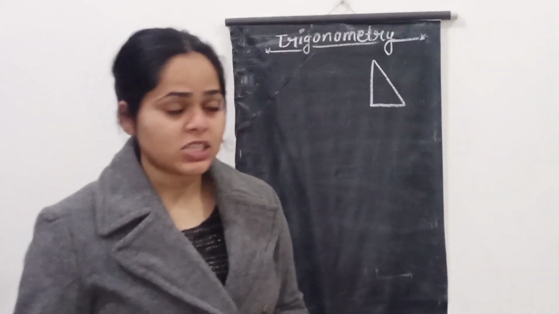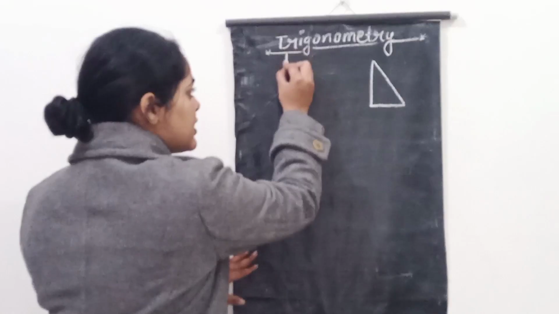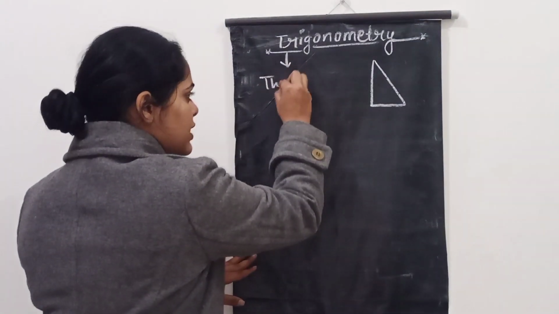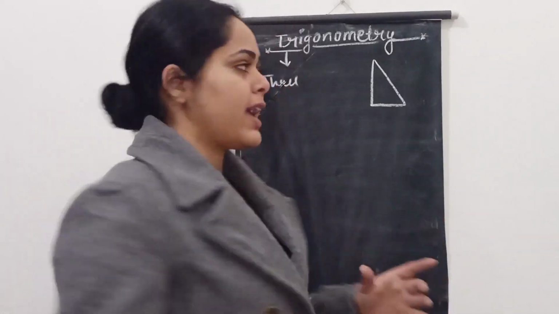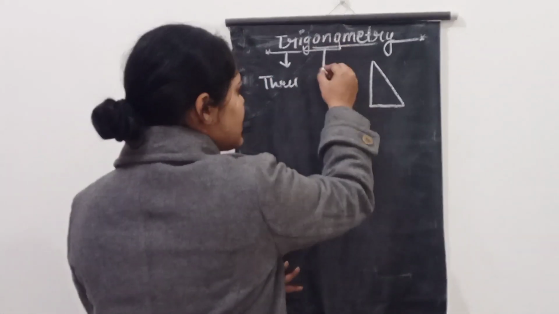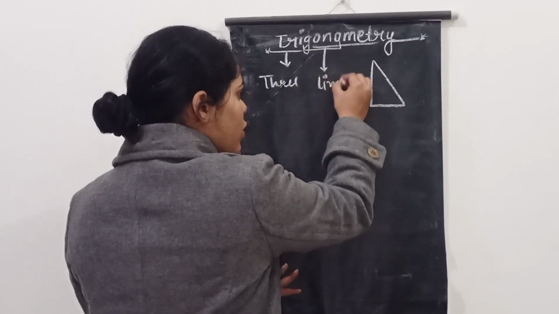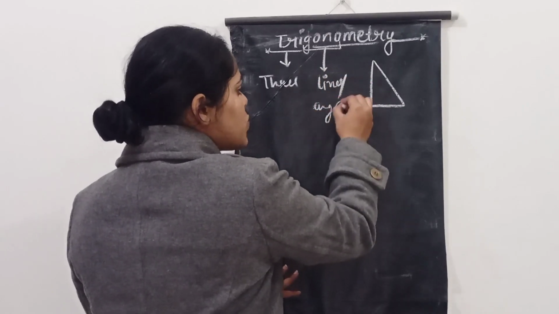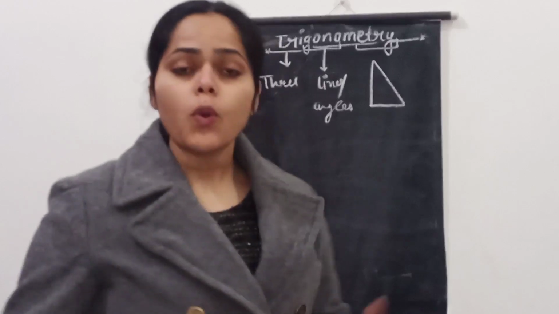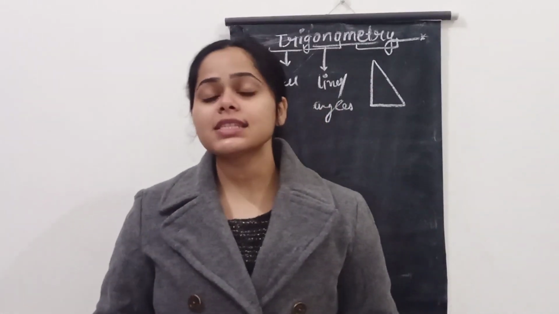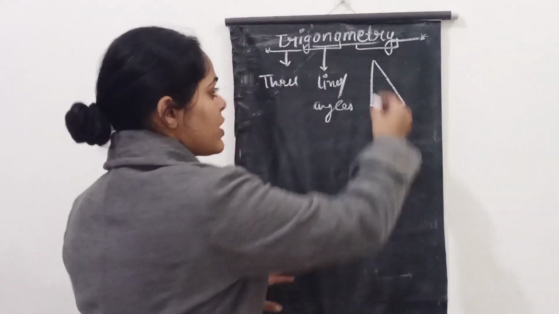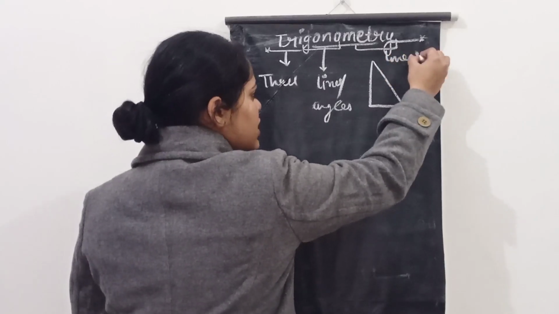What is trigonometry? Trigonometry is a Greek word which is basically made up of three words. The first is tri, and the meaning of tri is three. The next word is gono. The meaning of gono is lines or angles. The next one is metry, and metry is measurement.